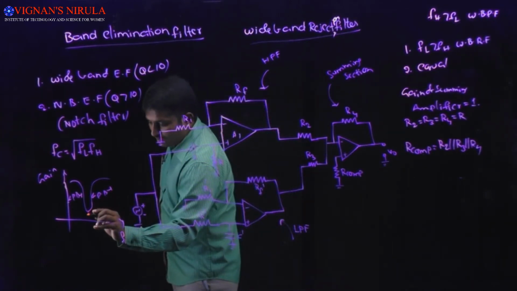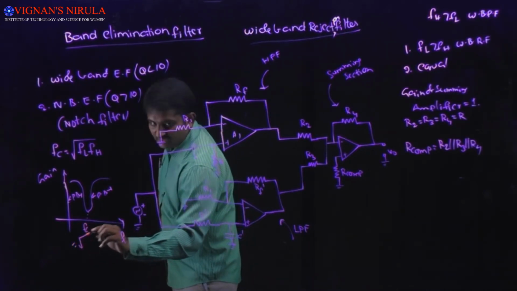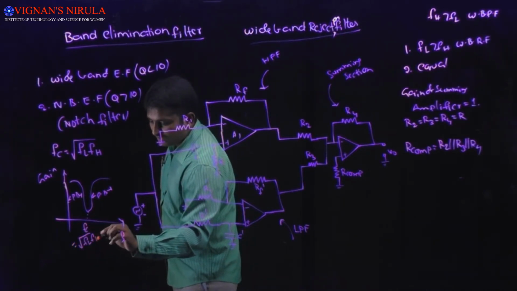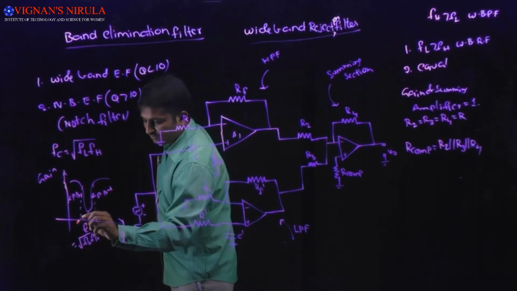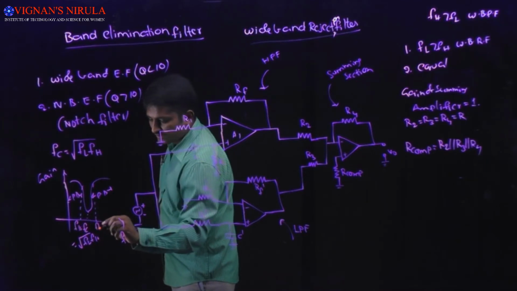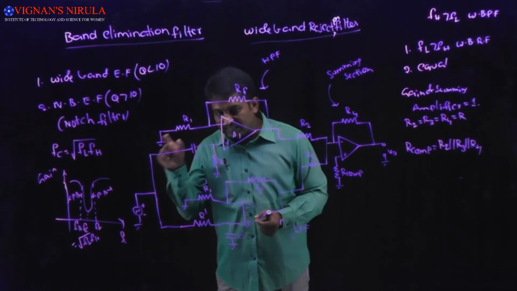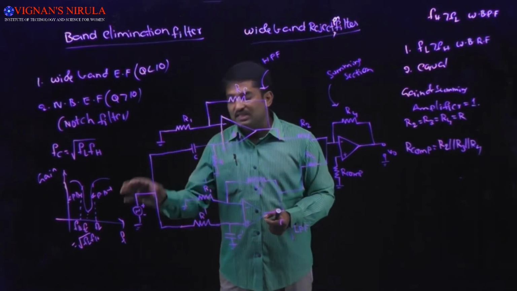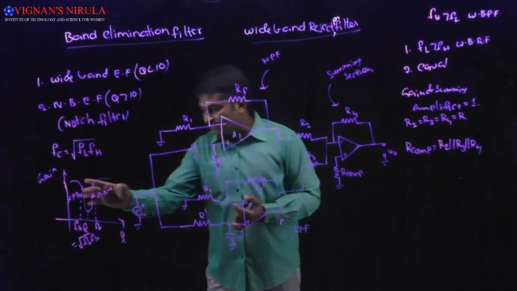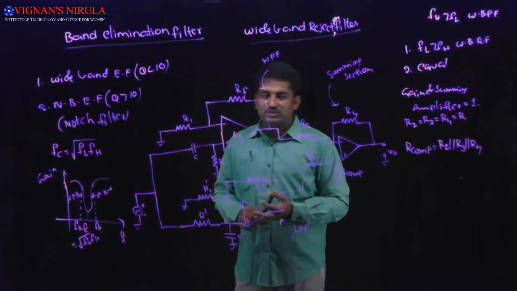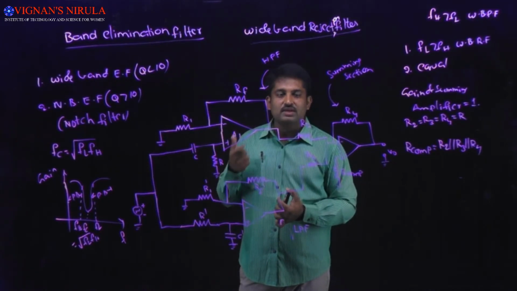This is the minimum gain frequency, which is calculated as the square root of FL into FH. It eliminates a particular band of frequencies. That's why we call it a band rejection filter. It consists of two pass bands and one stop band, and the bandwidth of the band elimination filter is very small.